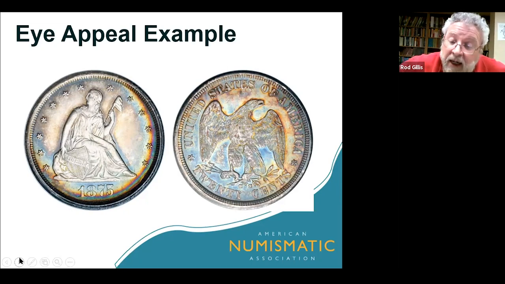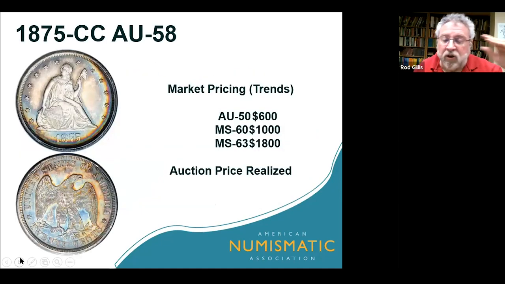And you know what? None of those people are wrong, because that's the beauty of collecting coins. You collect what it is that you like, okay? But there's obvious toning on this coin. Now, this coin was auctioned off. And at the time that this coin was auctioned off, the market pricing trends for this coin was an AU example of this coin sold for $600. An MS60 sold for $1,000. And an MS63 sold for $1,800, okay? For an example of this coin. Okay, not this coin, but an example of this coin.